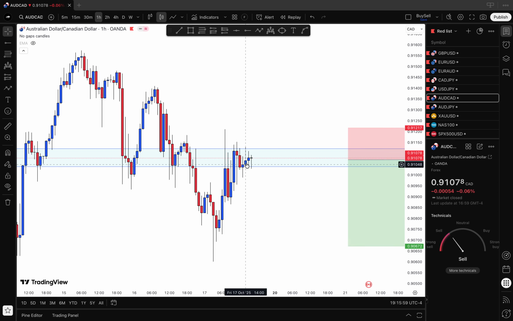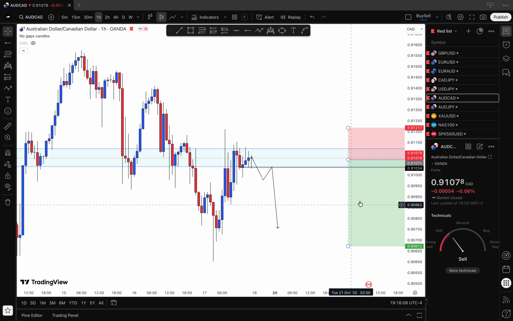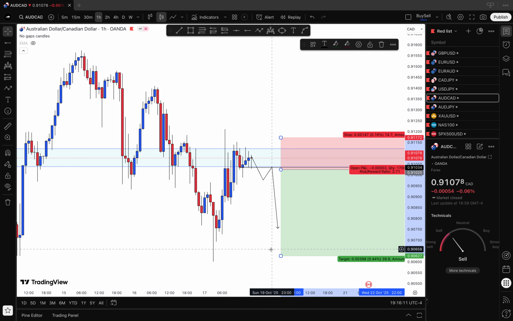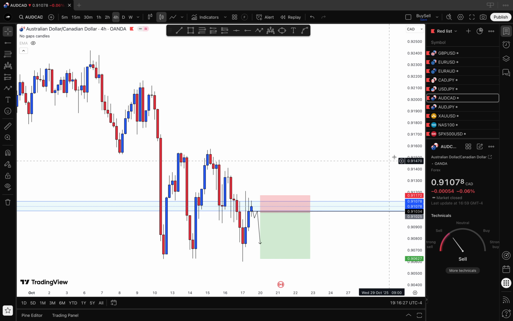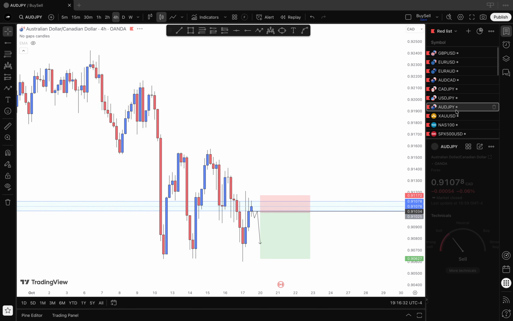Like the 1 hour, I'm waiting for a shift of structure. So I would want a break below, retest, and sell. Stops above. Take profit would be kind of like the low right here. But again, this is going to be a trade that has a lower risk to reward. It's not going to hit my 1 to 3. It's going to hit kind of like a 2.7. That's what I would aim at. And this is honestly also clean. So I'm going to kind of keep it around here.